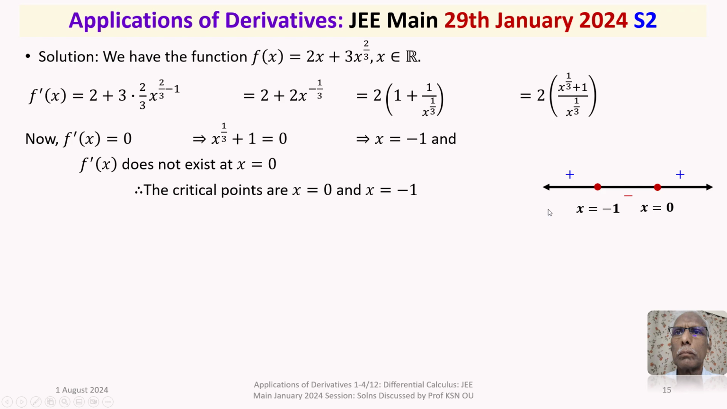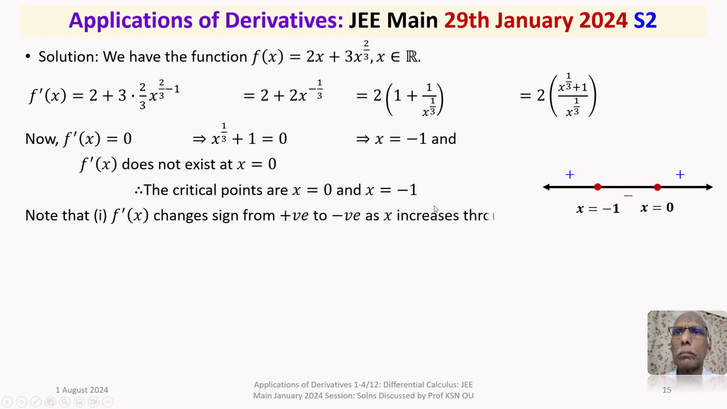So what do you observe? We observe that f prime x changes sign from positive to negative as x moves through minus 1. That means f of x increases up to minus 1 and then goes on decreasing there, and thereby x is equal to minus 1 will be a point of local maxima.